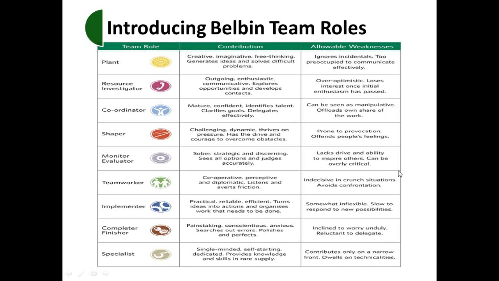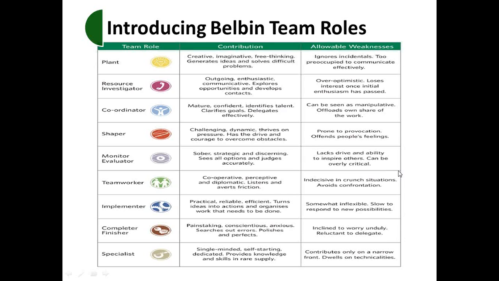The third is the coordinator, and the coordinator, you can see, is characterized by the conductor symbol, because that's probably the best way of viewing a coordinator. The orchestra is conducted by them. They're mature, they're confident, they understand people's goals, and they delegate effectively. One allowable weakness, however, of coordinators is that because they delegate, they can often see themselves as offloading parts of the work that are difficult and that they're reluctant to do. So they can be seen by some people in difficult circumstances as being slightly manipulative.